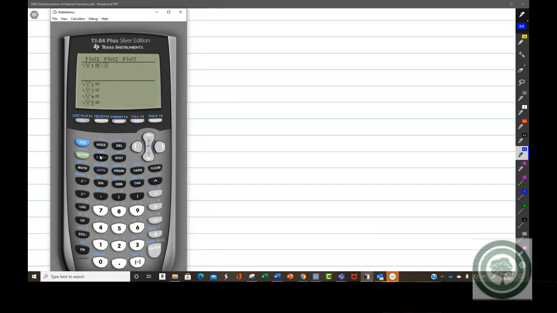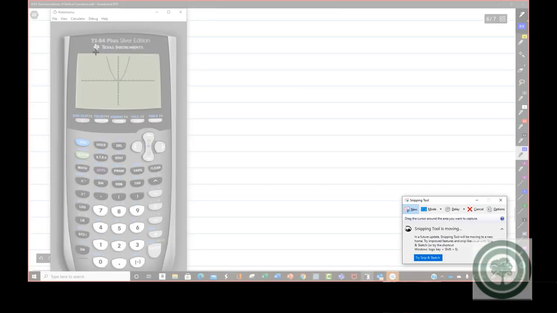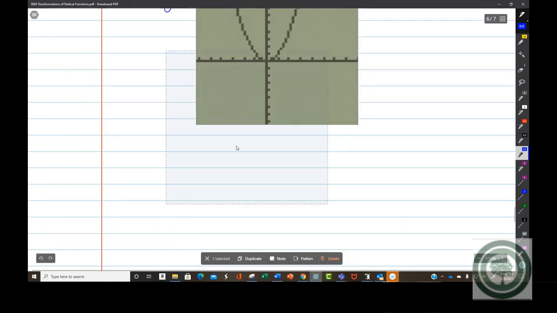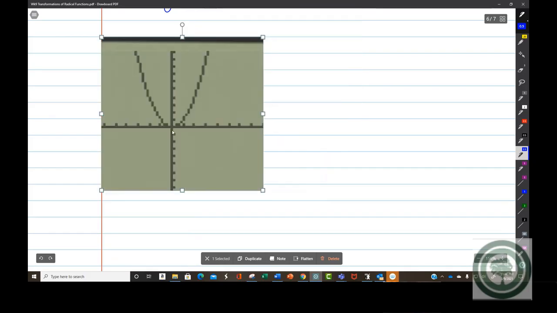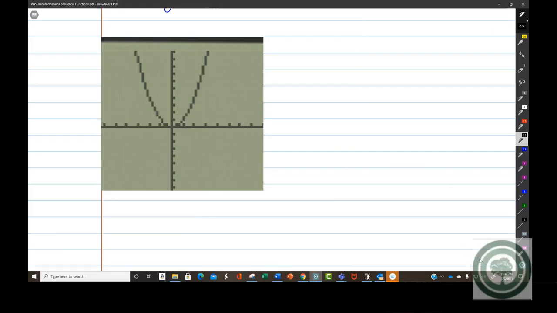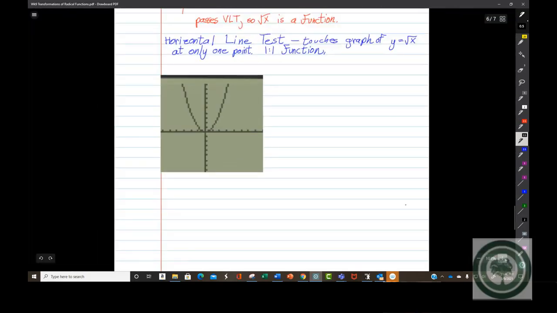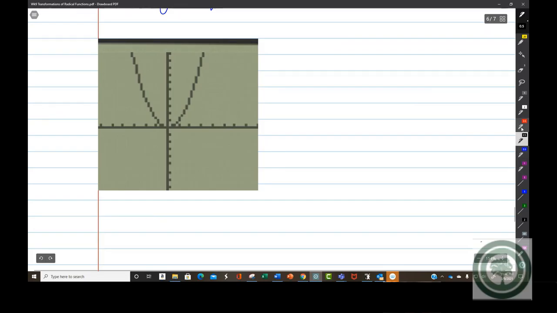My favorite function is y equals x squared. It's just so pretty. It's so perfect. It's y equals x squared. Blurry. Should have sharpened it first. I apologize. Oh, it gets better when it's smaller. Yeah, it definitely passes the vertical line test. I mean, we deal with this more than we deal with any other kind of function.